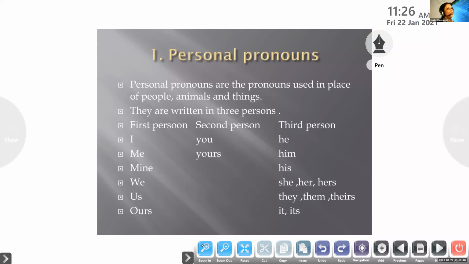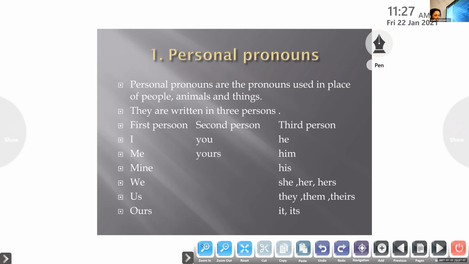So we are learning about what, children? We are learning about the personal pronouns. Personal pronoun stands for person, animals, and things. So they are written in 3 persons: first person, second person, third person.